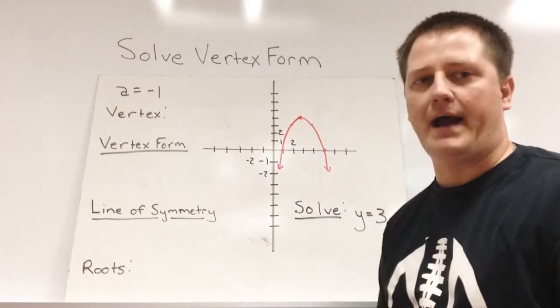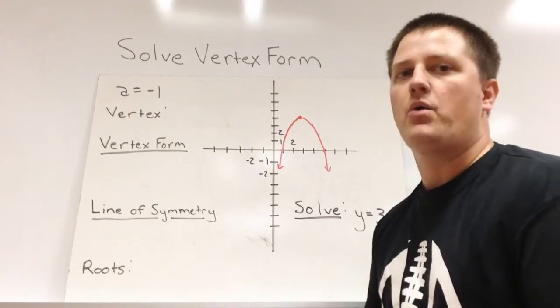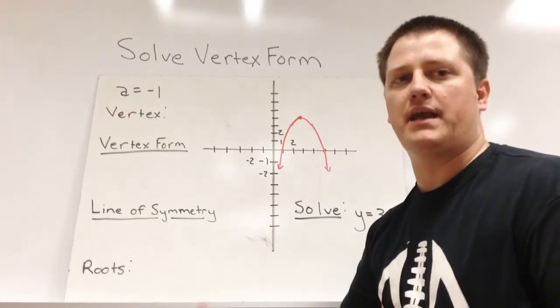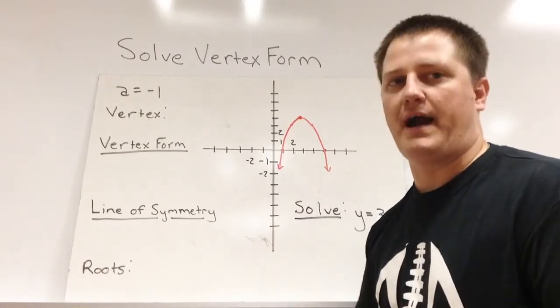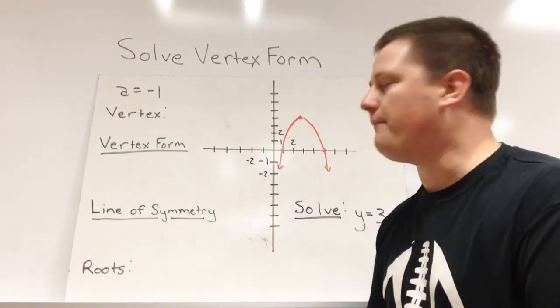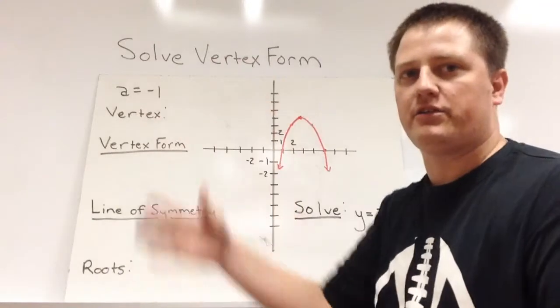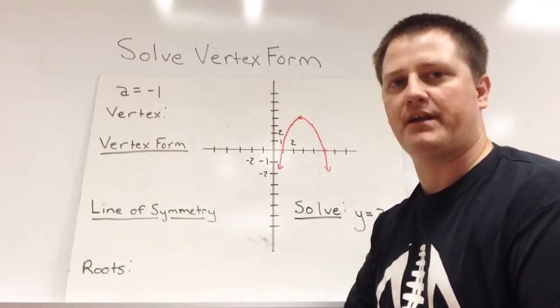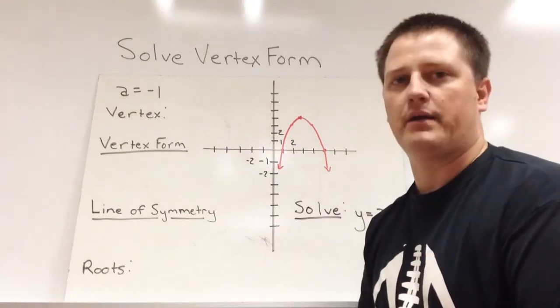So here we have a graph of a parabola. What we're going to do is just kind of figure out some of the things that we can tell based off of this graph. And there's actually a lot that you can figure out. First, the a value is given to us. It's -1. Sometimes we're given that. Sometimes we have to figure it out. We'll just go the simple route this time.